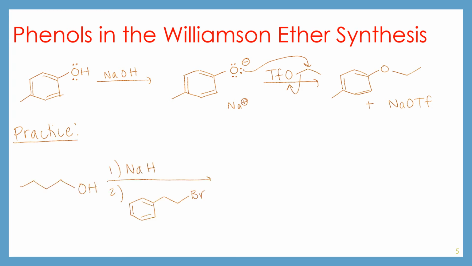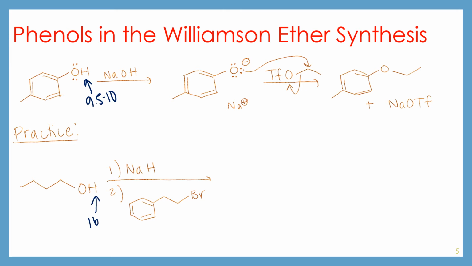So let's do a practice problem. Go ahead and pause and try to come up with the product for yourself. Okay, so we're reacting with 1-butanol, and our base is going to be sodium hydride. And the reason we're using sodium hydride is that the pKa of this proton is closer to 16, whereas the pKa of this proton is closer to 9.5 to 10.